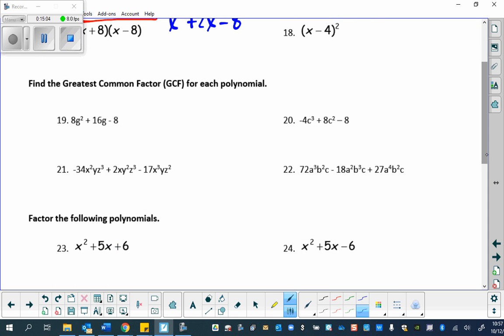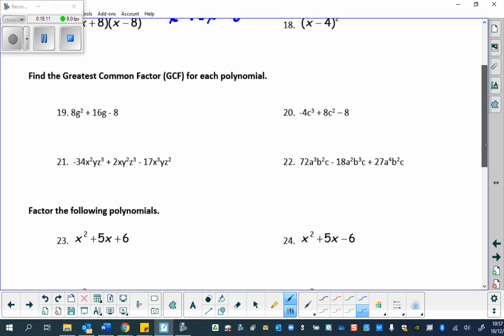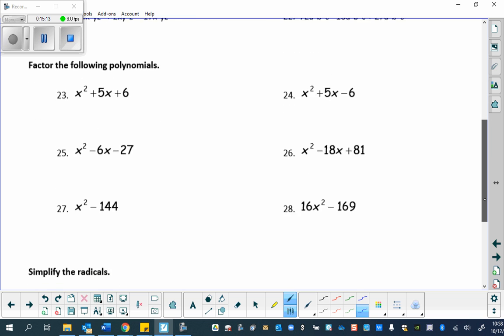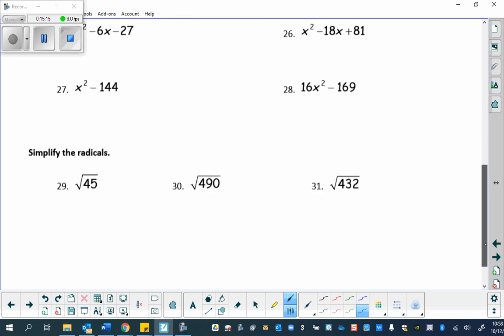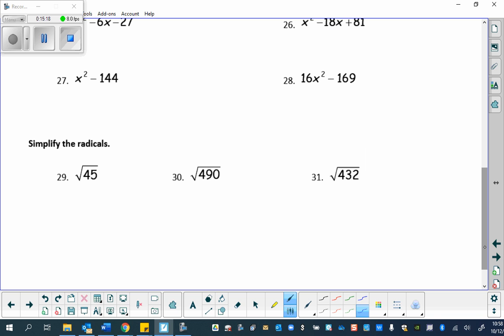For our greatest common factor, we're trying to figure out which factor can be divided out. And factoring polynomials and simplifying radicals, we'll talk about more in class.